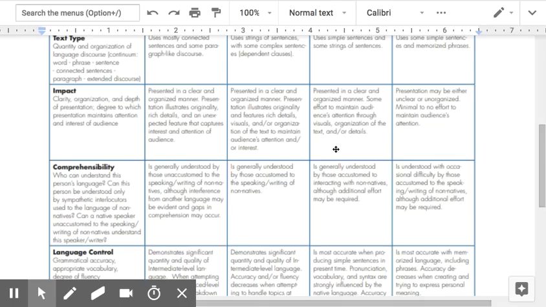Separating this 3 from a 2, clear and organized, some effort to maintain audience attention. Here we have rich details. Separating that 3 from a 4, we have rich details, an unexpected feature that captures interest and attention of audience.